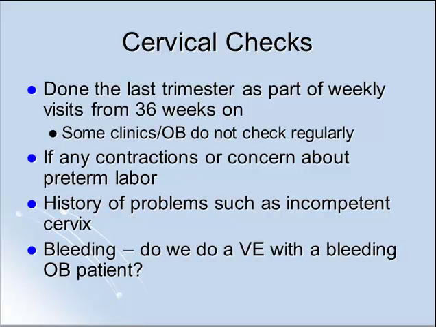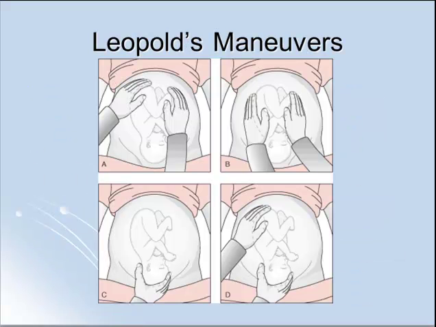We also do a cervical check if there have been any contractions and concern about preterm labor. If a patient has had problems such as incompetent cervix, we can do it, but you know what? Ultrasound is kind of replacing that. And then bleeding. We don't want to do a vaginal exam with a bleeding OB patient because we might cause more bleeding. We tend to get those patients inpatient and try to use our other diagnostic tools.